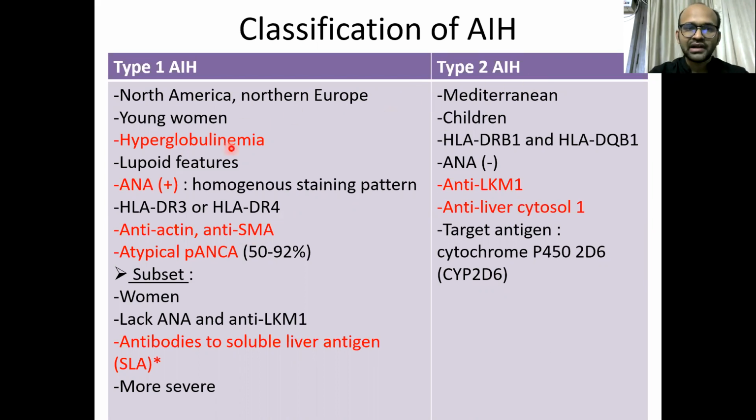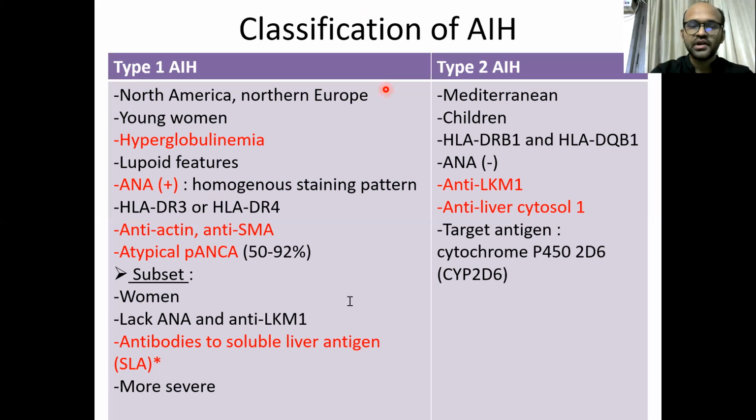In type 1, we have the classic hyperglobulinemia and ANA positivity. ANA positivity is seen in 100% of cases of type 1 autoimmune hepatitis. So we have three conditions in which there is 100% ANA positivity. One of them is type 1 autoimmune hepatitis. What are the other two?